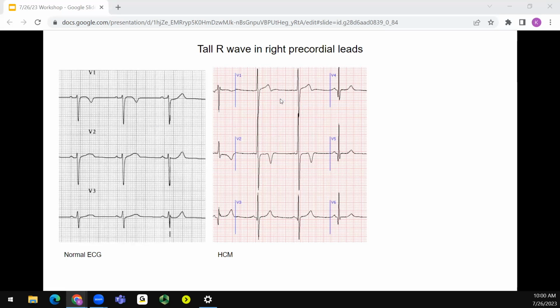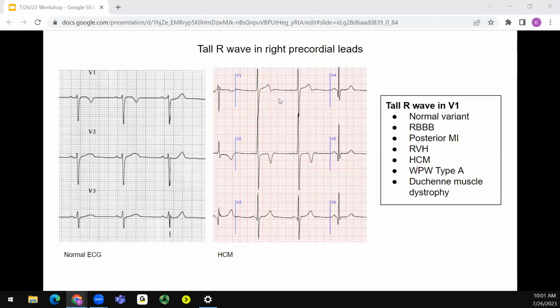RBBB, LVH, WPW. So Esteban says RVH, WPW. What else? What if the QRS complex is wide? Right bundle. What about any ischemia that can present with tall R waves in the septal leads? Posterior MI. All right. And also it could be a normal variant, so that's not very helpful.